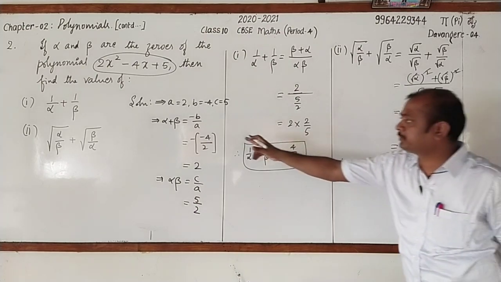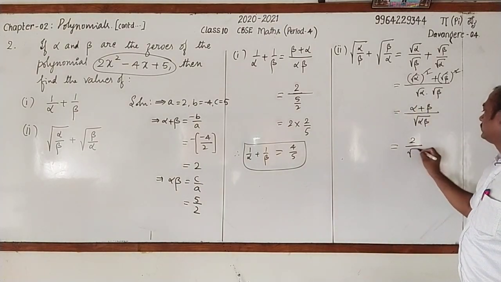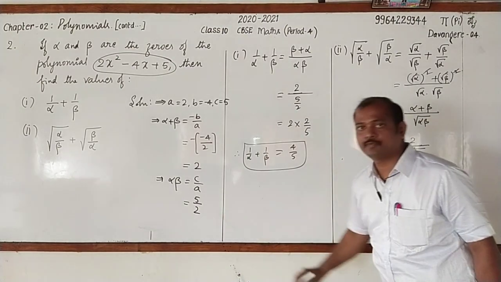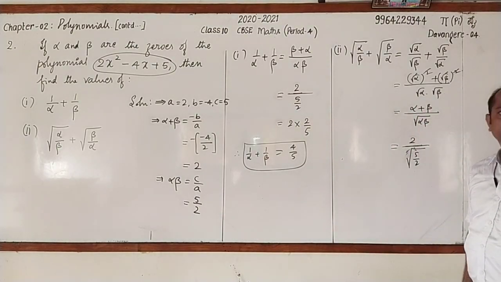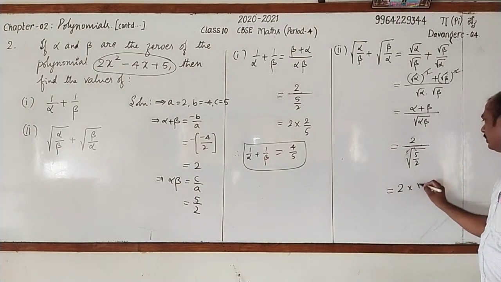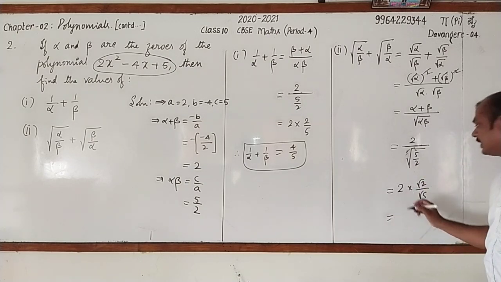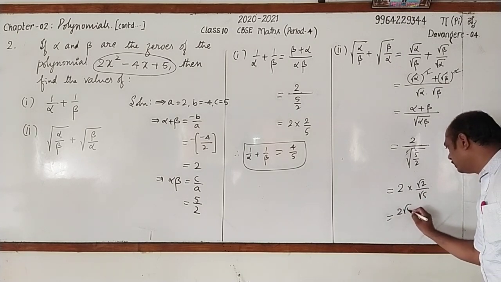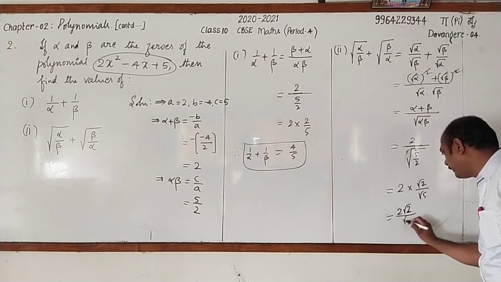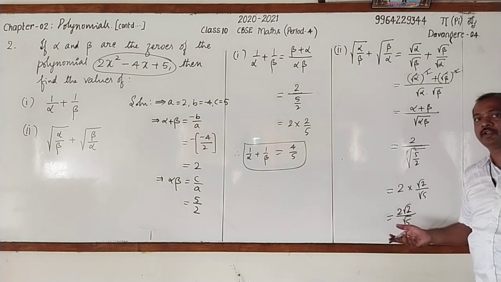Now you tell, what is alpha plus beta? It is 2. Square root of alpha into beta, this is 5 by 2. Clear? This can be written as 2 into root 2 by root 5. I have taken the reciprocal of the denominator. This can be rewritten as 2 into root 2 by root 5. As the denominator is an irrational, you can go for rationalizing also.